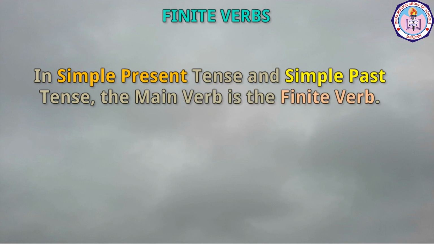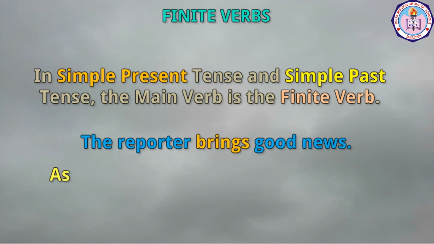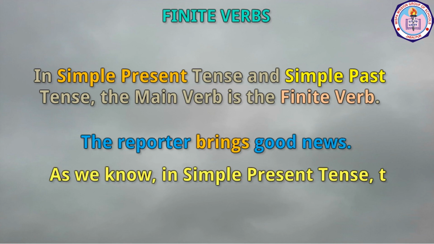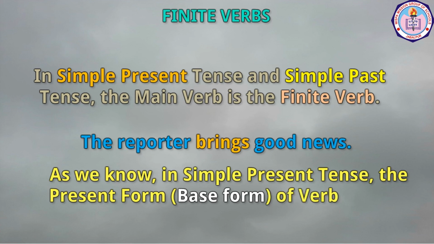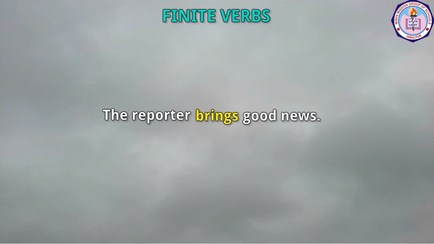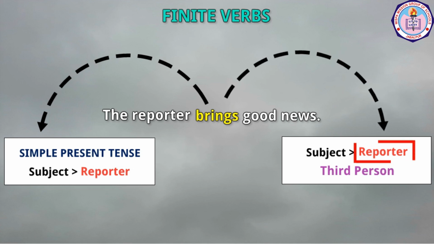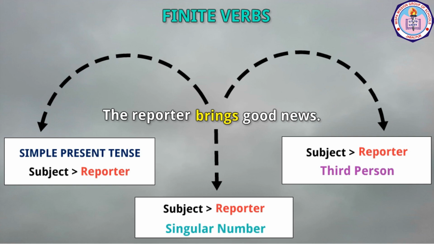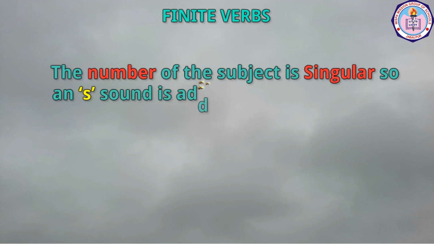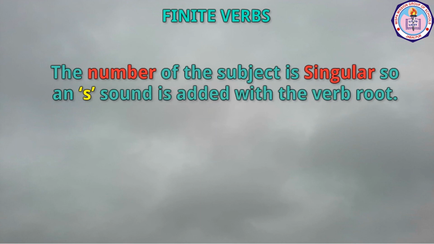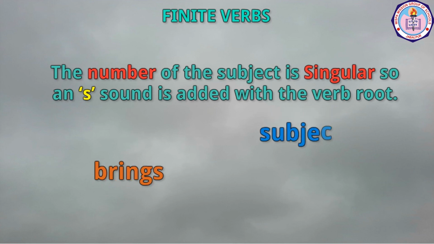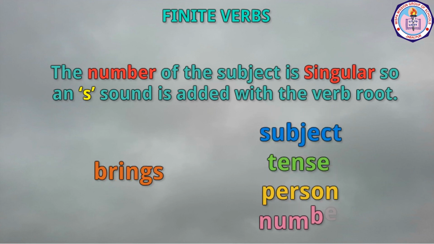For example, the reporter brings good news. As we know, in simple present tense, the present form or base form of verb is used. Here, brings is the main verb used in simple present tense and it agrees with the subject reporter. It is also limited to the person of the subject. The subject reporter is third person. It is also limited to its number. The number of the subject is singular, so an s sound is added with the verb root. In short, the verb brings agrees with the subject, tense, person and number.